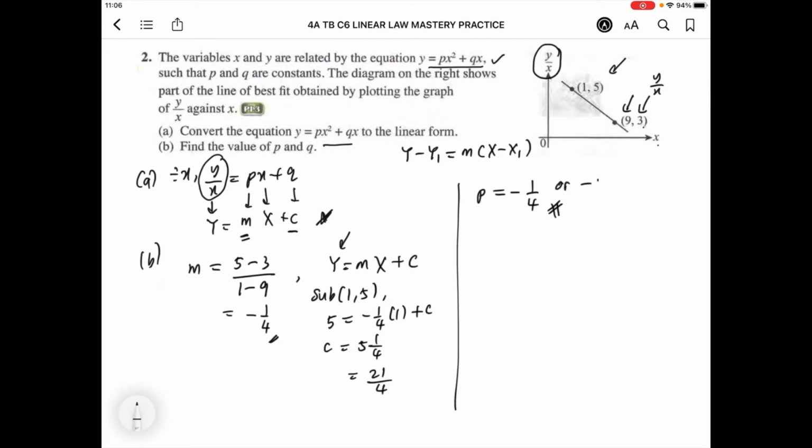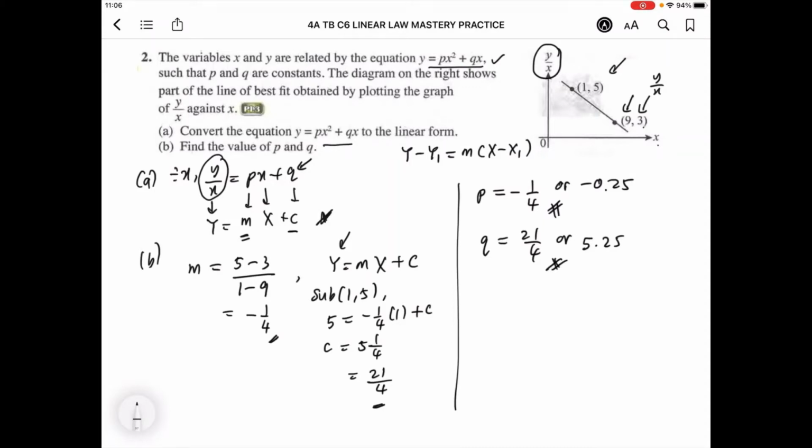And your y-intercept from the graph that we have calculated is 21 over 4. My y-intercept from the equation here is just Q. So Q is 21 over 4, or you can write positive 5.25. Okay, sorry, let me rewrite nicely. 5.25. Okay, so I hope this is not too difficult, right? Okay, moving on.